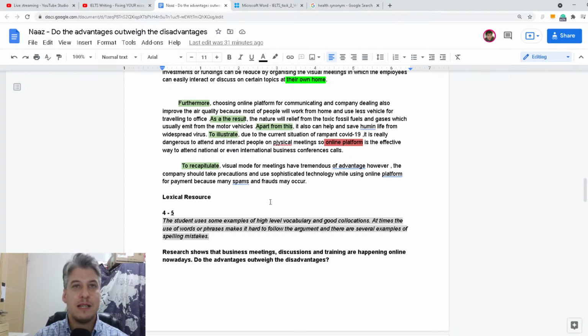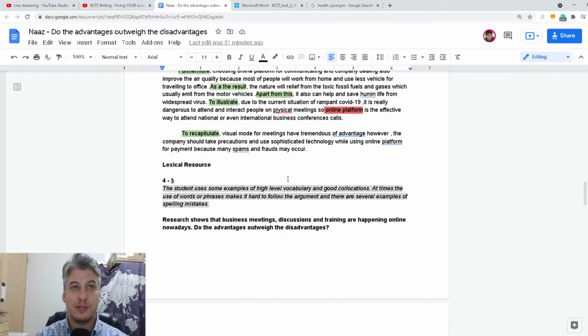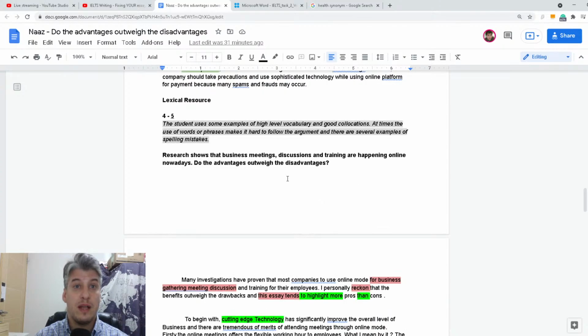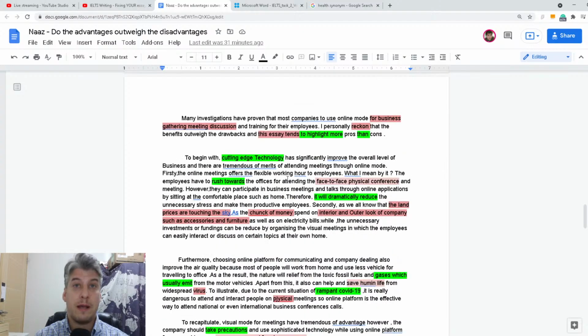Okay, so let's talk about lexical resource. So this is use of vocabulary. And to be honest, vocabulary and grammar are the most difficult thing for most students. So let's go through and talk about that. Okay, so we've got things in green which are really good, things in red that need to be improved. So let's go through it bit by bit.